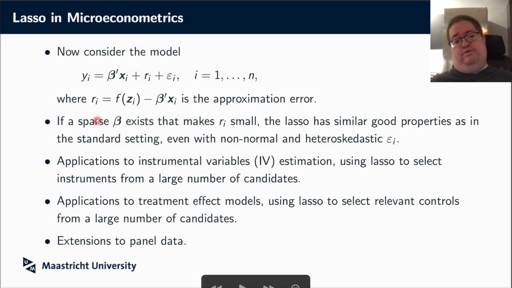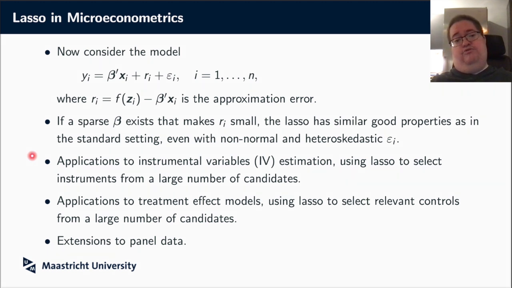So this is actually a very nice setting where we move away from the linear model as the truth, and instead see it as an approximation. Of course, you still need to argue that this is a good approximation, but that is something that, depending on the application and your economic model, you can do. But if we assume that it is indeed a reasonable approximation, then non-normality and heteroscedasticity actually do not affect the lasso.